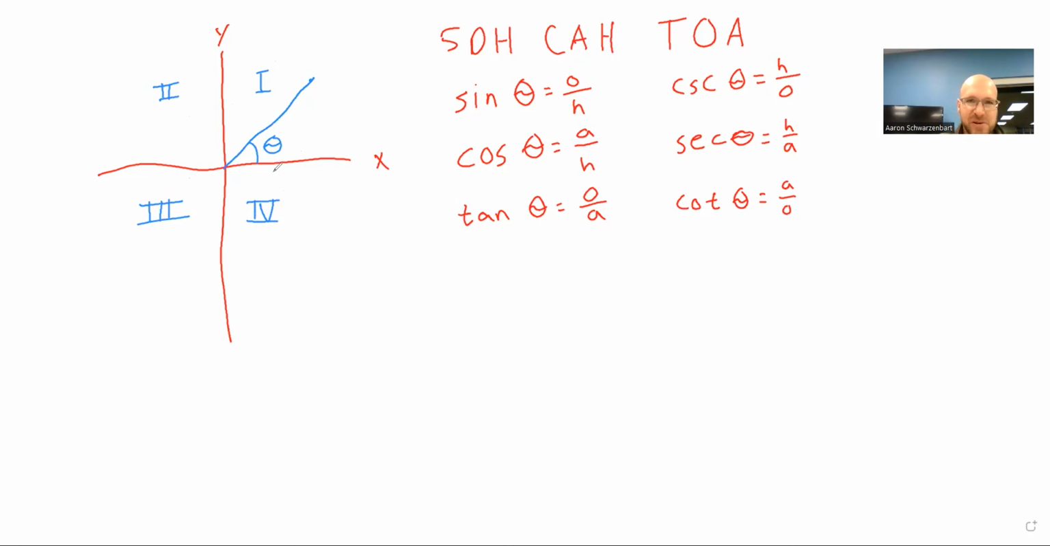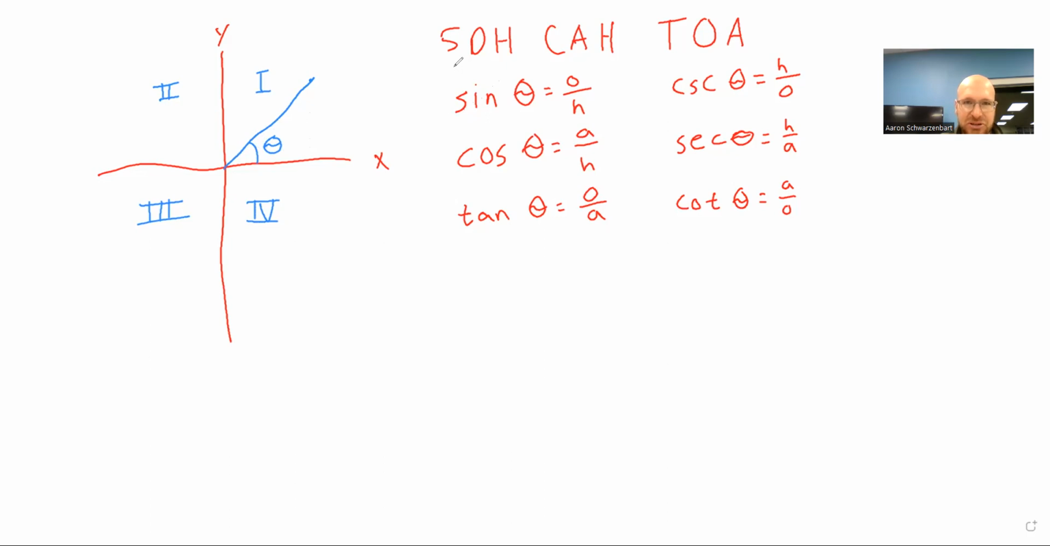We'll get to that more in section 4.3. But all of ours right now are going to be in quadrant 1. The angle will always measure to the positive x-axis, not to the y-axis. You're never measuring an angle to the y-axis in trigonometry.